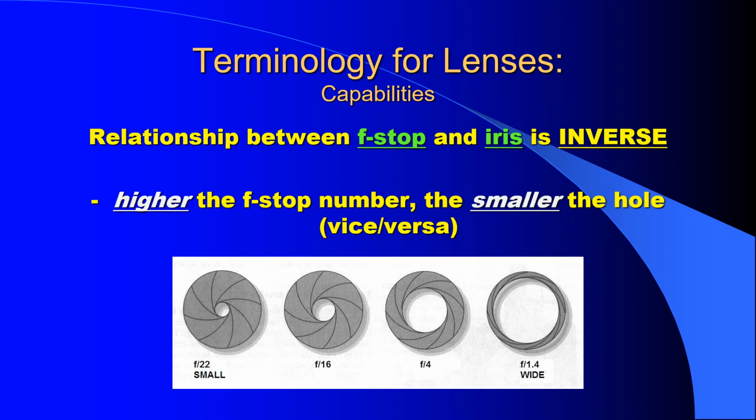Why, I don't know. It's just the fact that at an f22, the iris hole is much smaller, therefore less light is coming in. At a smaller number, f1.4, the wider the hole, the more light that's coming in. It can sound confusing, it can be confusing, it is confusing, but that is the way it is. So you need to understand that inverse relationship, recognize that inverse relationship: small number means big hole, large number means small hole.